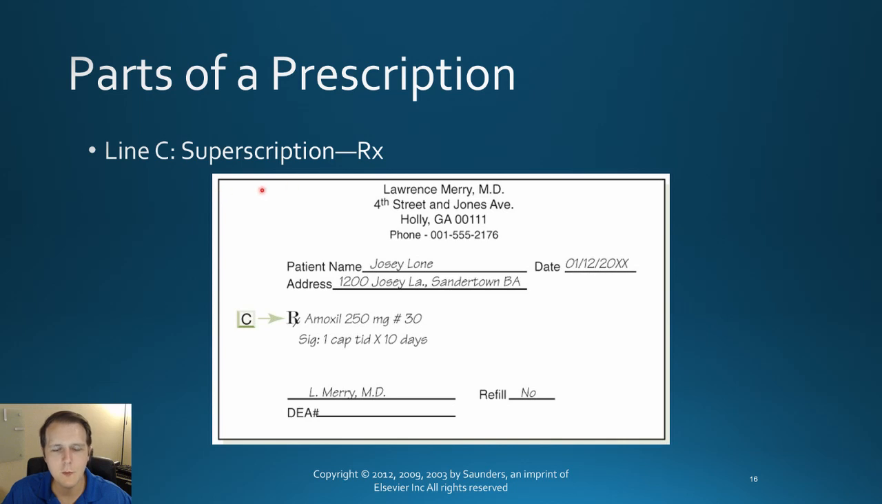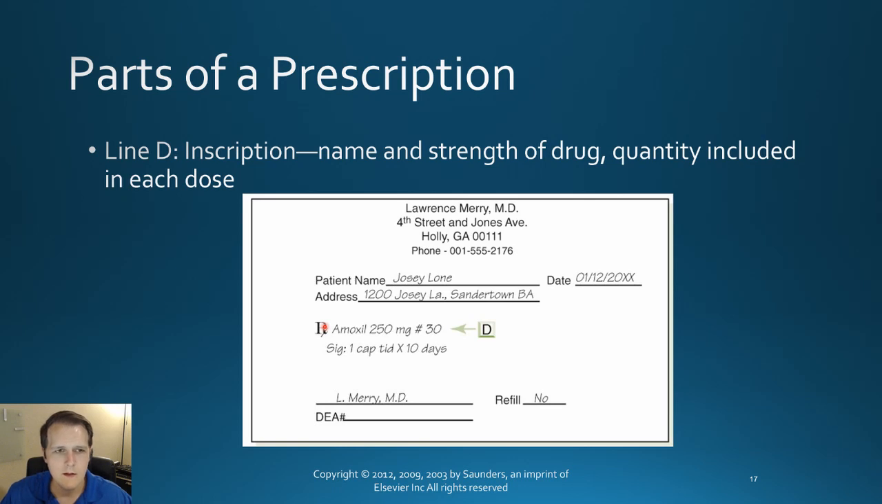Next up is going to be the superscription. This is actually the drug that is going to be prescribed here. You can see here, this is going to be amoxicillin, which is the generic name, 250 milligrams. That's basically the drug and the strength that we're going to be prescribing for this patient. Next, you're going to have the inscription, and this is going to be the name and the strength of the drug, as well as the quantity included in each dose. So when you say number 30, this tells us how many capsules we're going to need to dispense based on the prescription you're actually writing here, right?